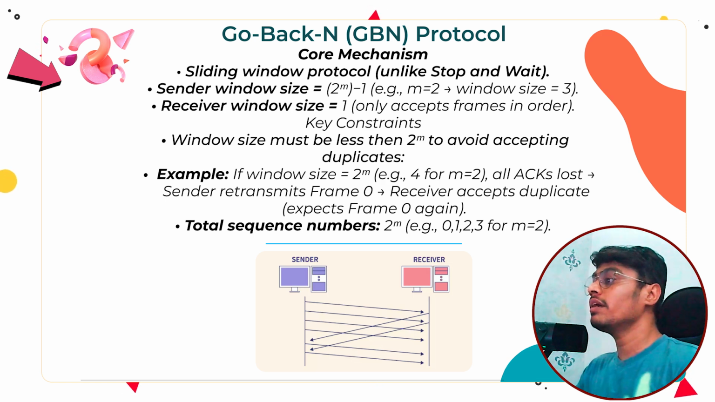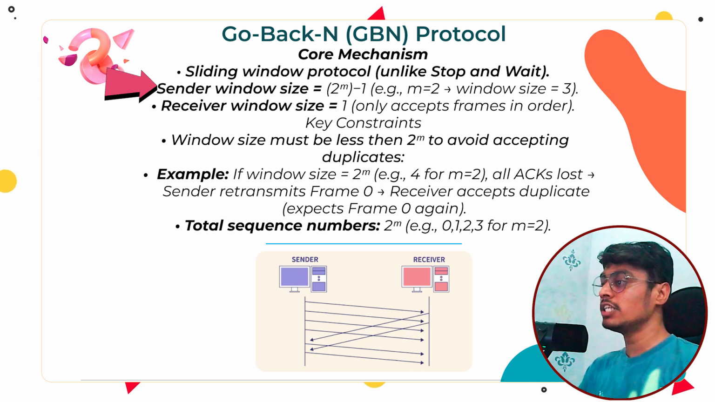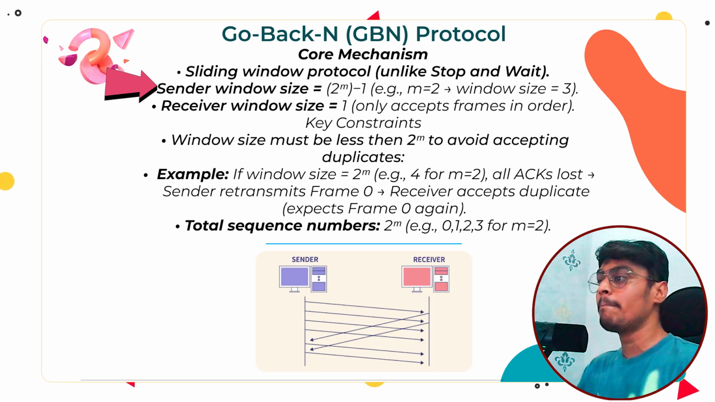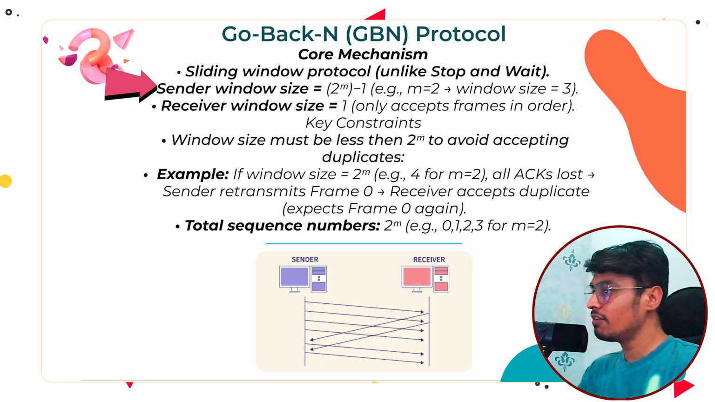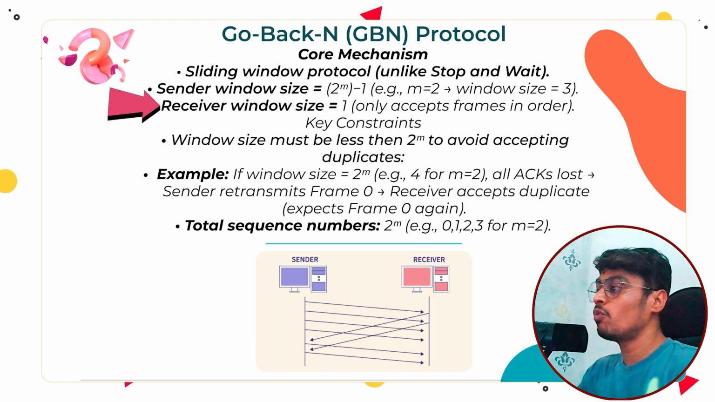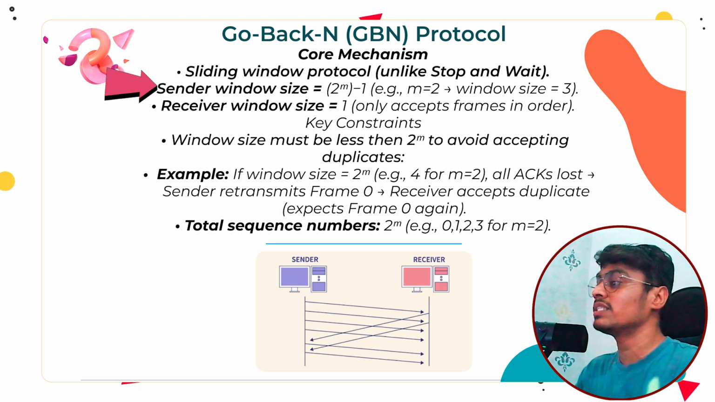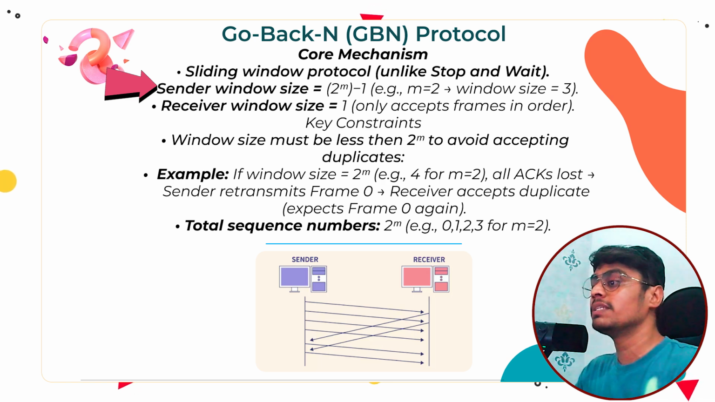Okay, remember, in Go Back N, the size of the window is very specific. The size of the sender window is 2^m - 1 and the size of the receiver window is 1. Always remember, sender window size is 2^m - 1 and receiver window size is 1. Now what is m here? m is the number of bits we use to represent the sequence number. Let's say I represent the sequence number using 2 bits. So the value of m is 2.